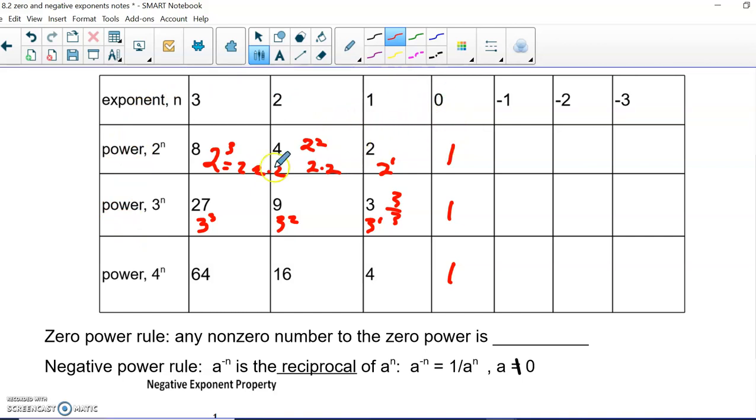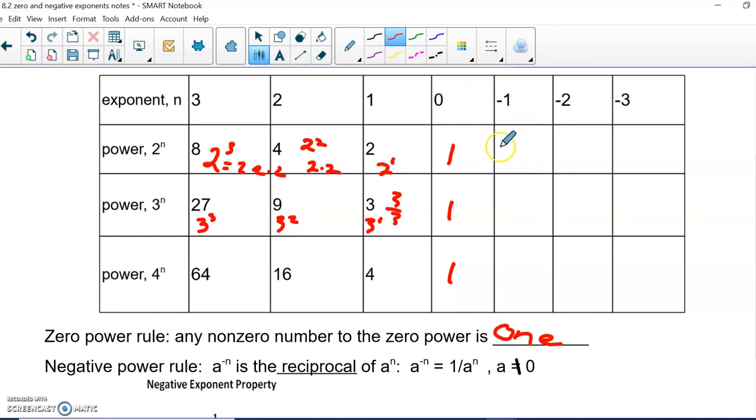any base to the 0 power is always going to give us 1. We call that the 0 power rule. Any non-zero number to the 0 power is always going to be 1. It's an easy one. All right, what happens when you get to the negative exponents?